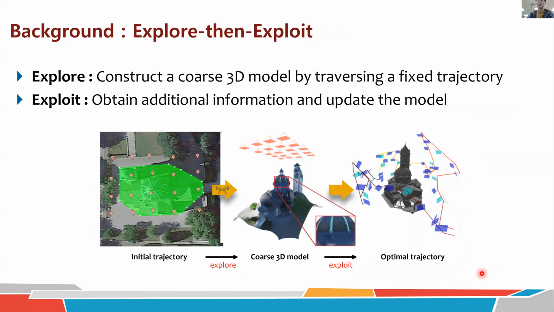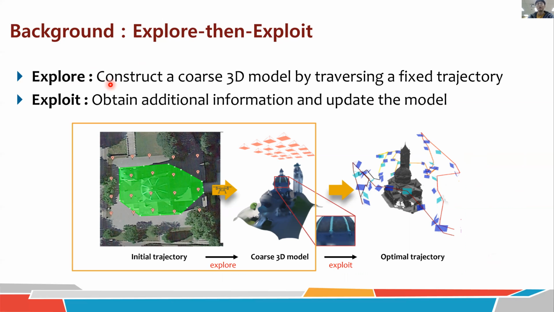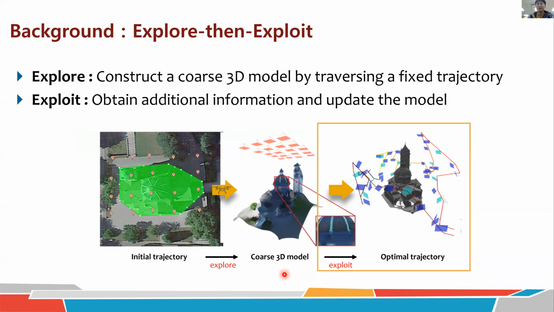So unlike the method proposed in this paper, finding an optimal view trajectory often requires more than a single exploration. A common approach to finding an optimal trajectory is known as the explore, then exploit method. So let's find out why this method is named in such a fashion. During the explore stage, a drone travels along a fixed trajectory to gather images of an environment. Let's say this is called the initial trajectory. Then this information is used to generate a coarse 3D model. And after the coarse 3D model has been generated, the information from this model is used to generate the optimal trajectory. So this is why it's called the exploit stage.